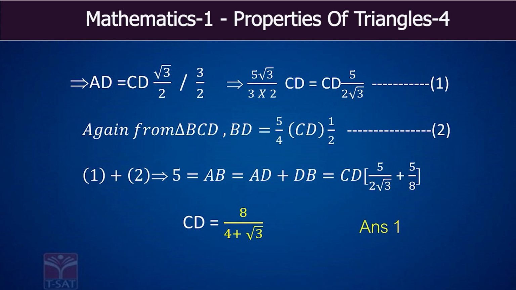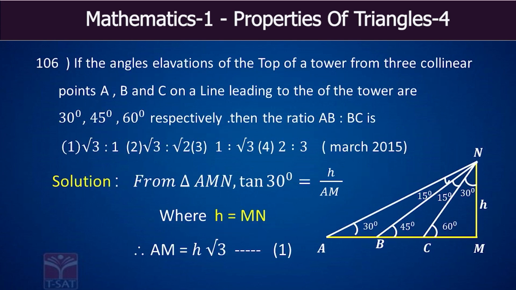Again from triangle BCD, BD is equal to 5 by 4 into CD, number 2 equation. Now adding 1 and 2, we get 5 is equal to AB is equal to AD plus DB, which is CD into 5 by 2 root 3 plus 5 by 8. So that will give you that CD is equal to 1 by 4 plus root 3. So option number 1, 106.